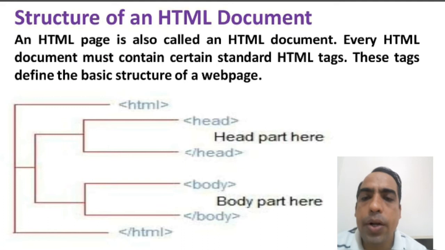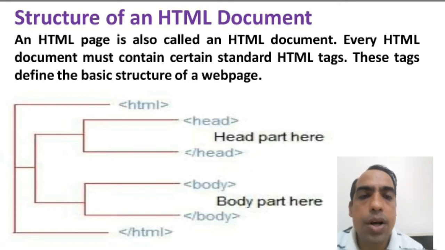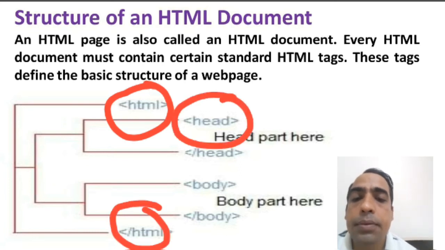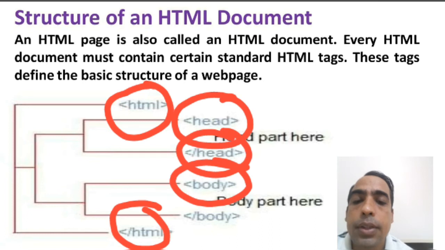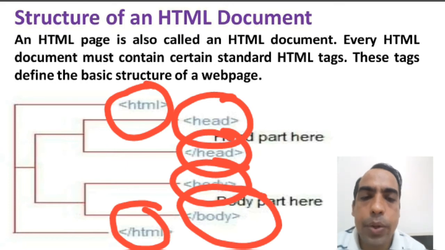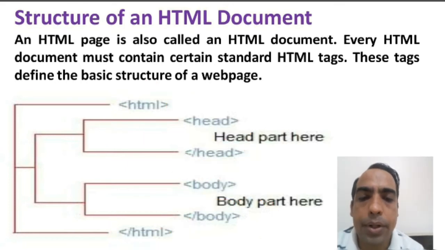Structure of an HTML document. An HTML page is also called HTML document. Every HTML document must contain certain standard HTML tags. These tags define the basic structure of a web page. You can see in this diagram HTML tag, head tag, and body tag. These tags are the standard HTML tags which are used to create every web page. I will explain you these tags one by one.